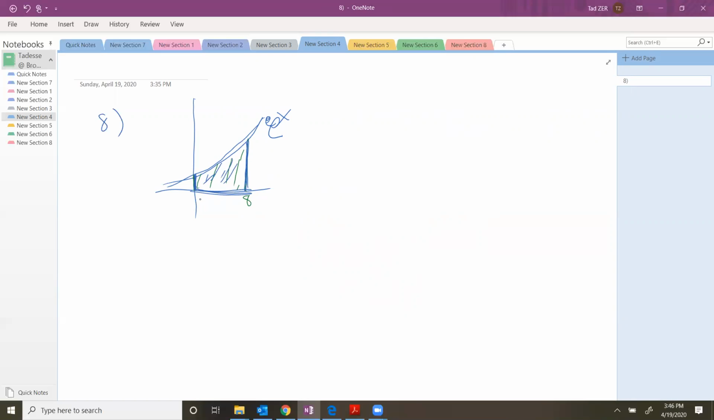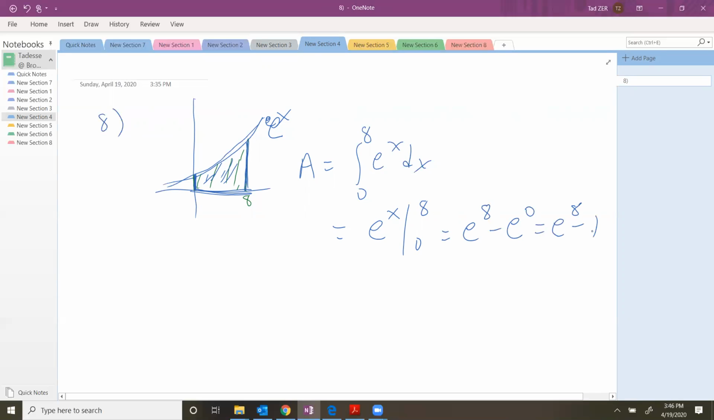Because e to the x is continuous and non-negative, it's above the x-axis, area is nothing but the definite integral from 0 to 8 of e to the x dx. So again, by the fundamental theorem of calculus, the antiderivative of e to the x is e to the x, from 0 to 8, which is e to the 8 minus e to the 0, which is e to the 8 minus 1. That should be the area under the curve. Okay, let's go to the next example.